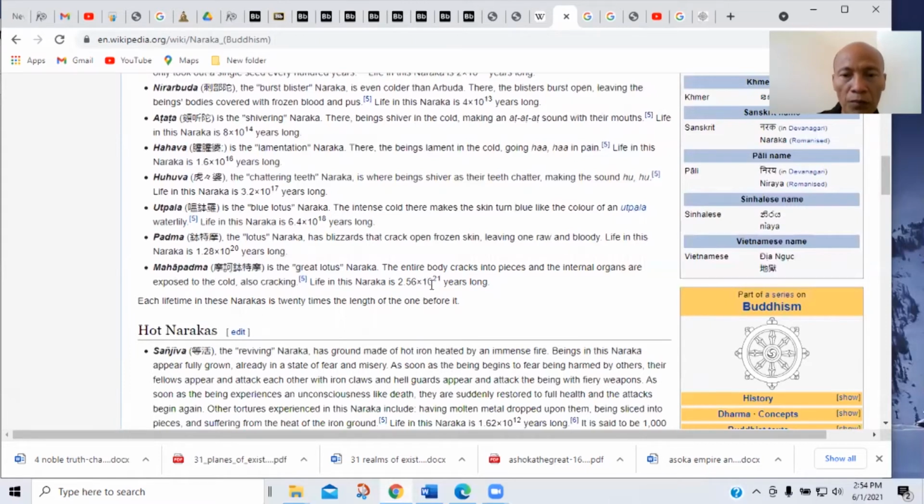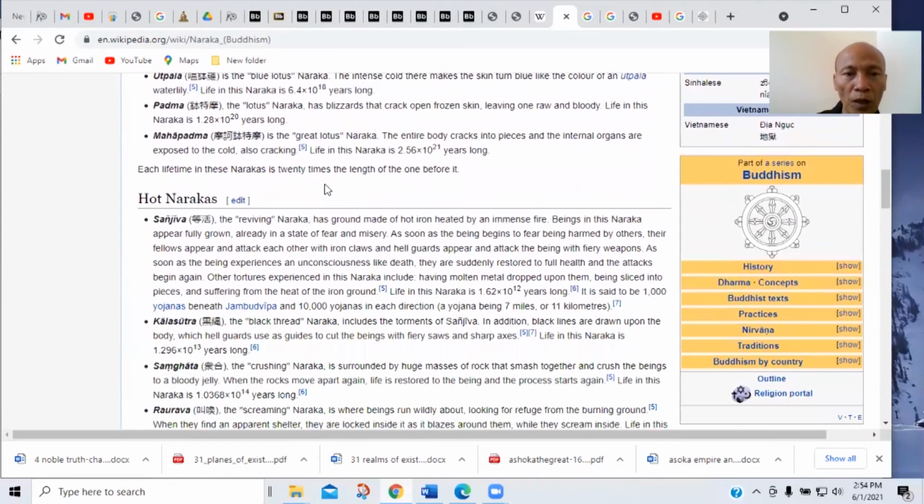So this is how long they stay in that hell realm: 2.56 times 10 to the power 21 years. And the hot hells, the first one is reviving, where hot iron hits them with intense fire.